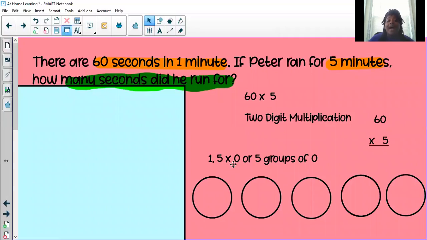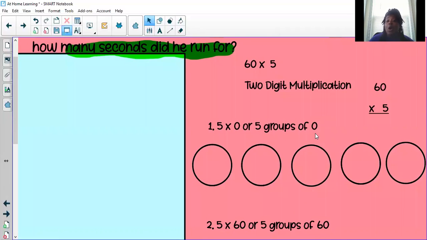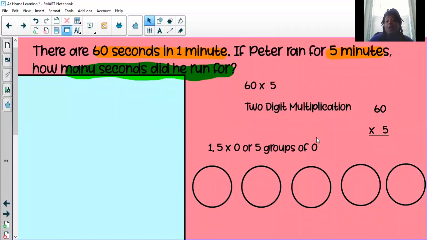So 5 times 60, we're going to start with our 1s. So 5 times 0, 5 groups of 0. I did not have to add any dots or any sticks, because anything times 0 is always going to be 0. I just wanted to show you that because I want you to stop. Sometimes we have to draw it out to see it, because we may sometimes try to create numbers in our head that are not there.